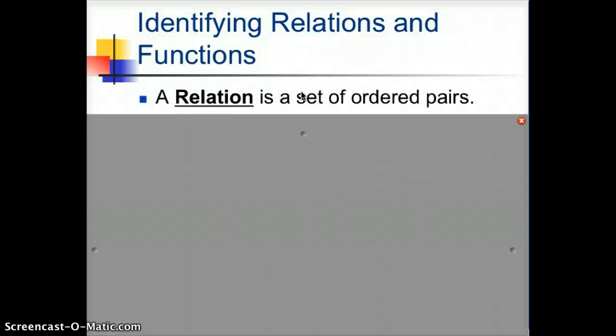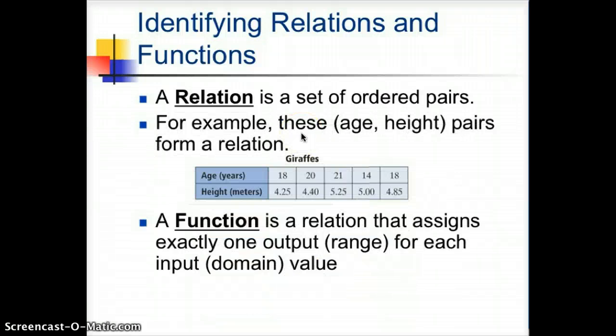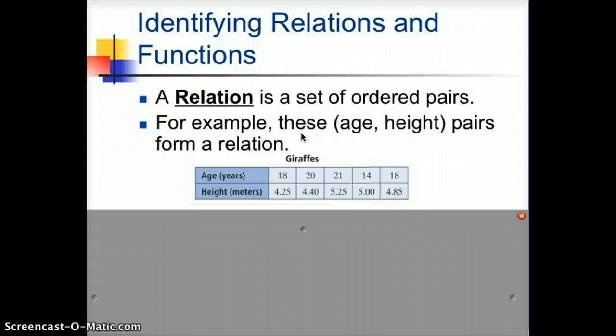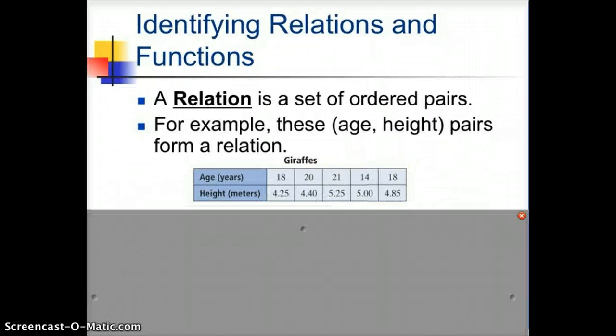A relation is just any set of ordered pairs. So two variables have a relation to each other. So we're going to have ordered pairs, x and y. Set of ordered pairs, that's called a relation. For example, these age-height pairs could form a relation. So giraffes, their age and their height, they have a relationship to each other. You could write those as ordered pairs, just by doing the xy coordinates like 18, 4.25, etc. So it doesn't have to be written in ordered pair format, but that is an example of a relation.